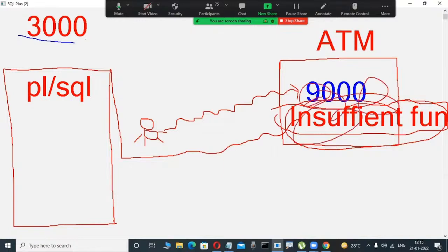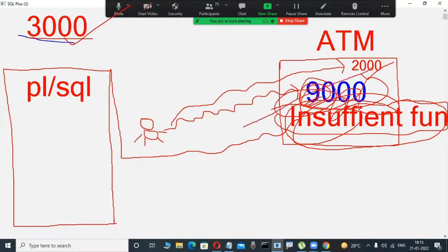Again, another scenario. For example, my balance is 3,000. Suppose I insert an ATM card and try to withdraw 2,000 rupees. That is possible, because my balance is 3,000 and 2,000 is less than 3,000. That's why this withdrawal is possible in this example.